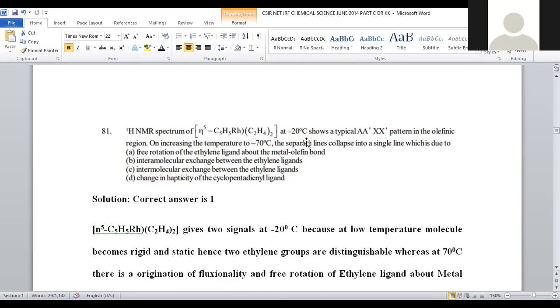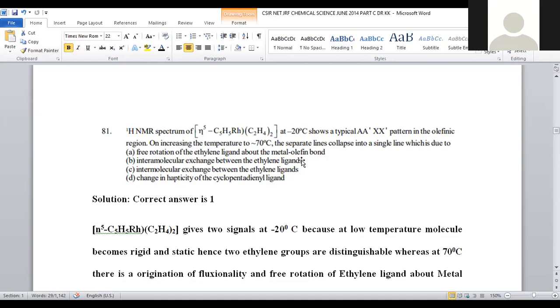Okay. At minus 20, what happens? You can find two distinguishable signals. That is purely because fluxionality is absent in that case. What is meant by fluxionality? Fluxionality is nothing but interchanging the position of ligands because there is flexibility among the bonds, right? Axial becomes equatorial and equatorial bonds can be turned into axial condition.